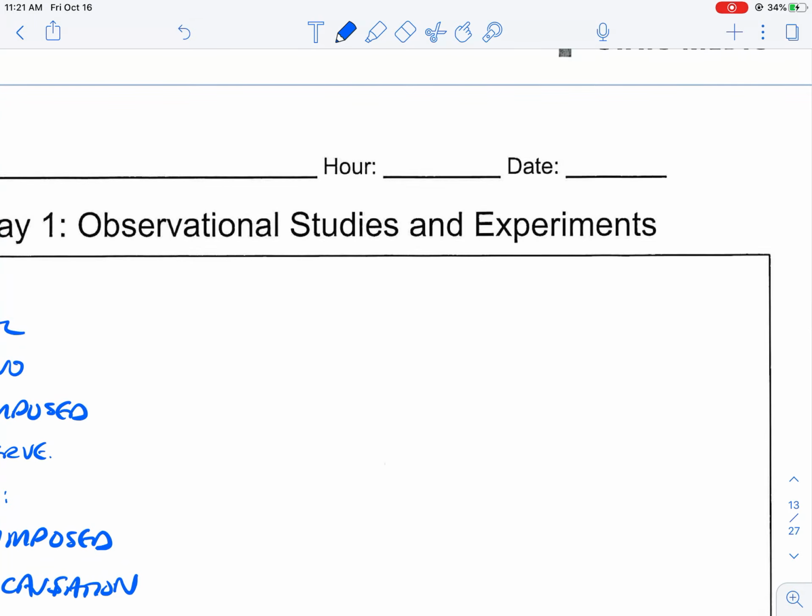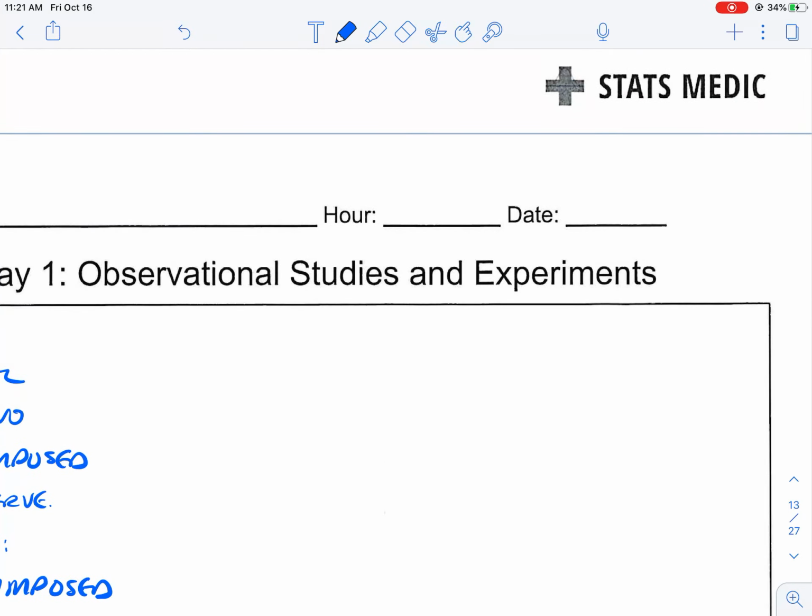So what happens with this is, when we start to talk about experiments and what is the structure of an experiment, we need to look at it from what are we trying to measure and what are we doing. So we're going to look at the concept of the explanatory variable.